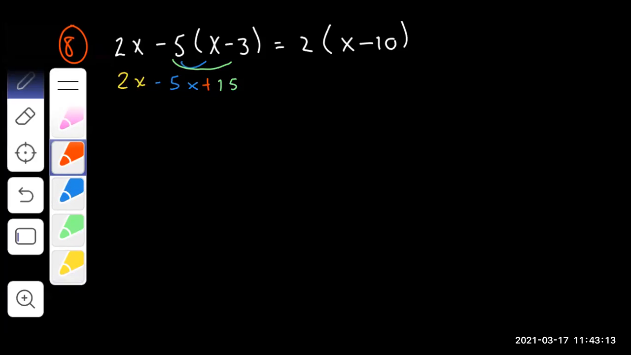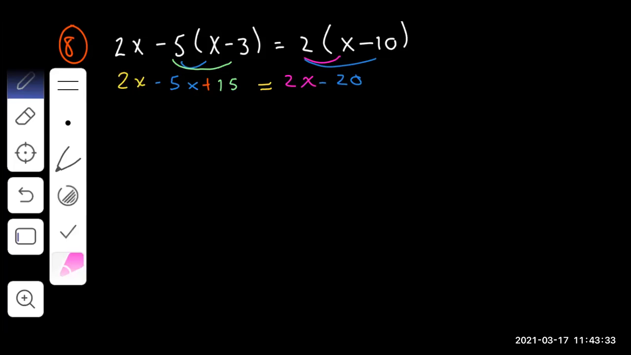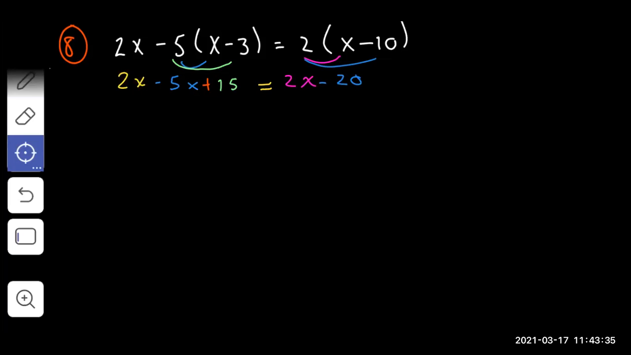And let's move on here. We're going to copy this equal sign. And again, distributive property: 2 times x is 2x. And 2 times negative 10. 2 times 10 is 20, negative 20. I just got rid of the parentheses. Correct.